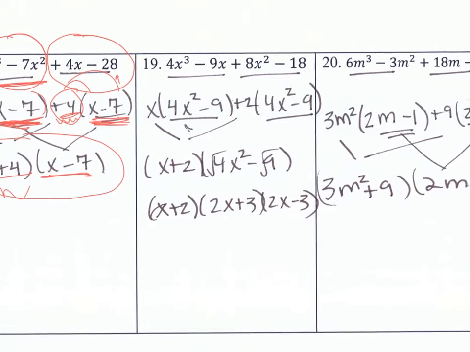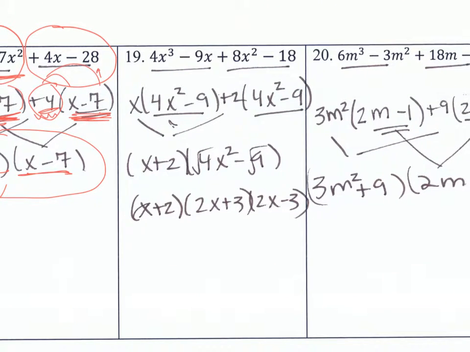Last thing that we'll do by grouping is number 19. So again, look at our left pair. They have x in common that we can factor out. We're left with 4x squared minus 9. We'll copy that and paste it over here and work backwards to figure out what goes in front. So I say to myself, what times 4x squared is 8x squared? Well, it's got to be a positive 2. You always need a number here, even if it's a plus or minus 1.